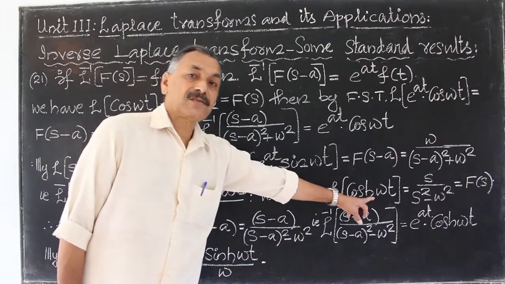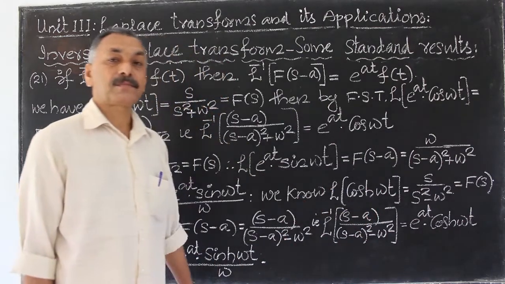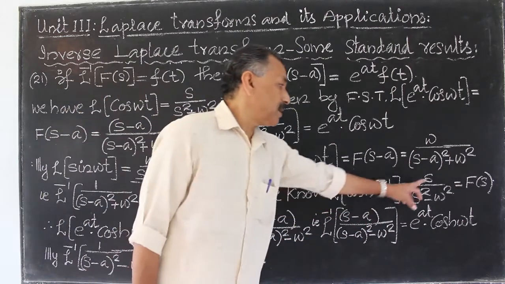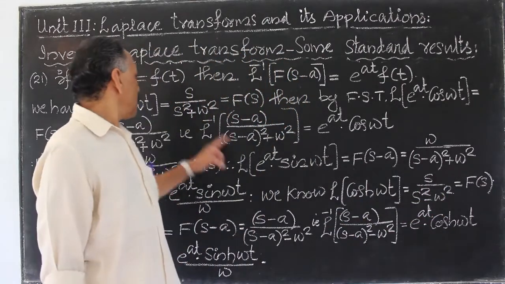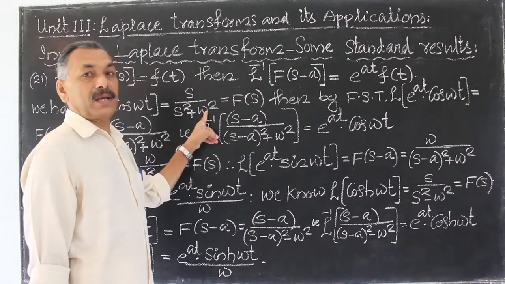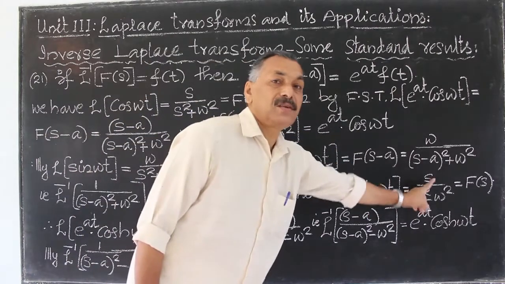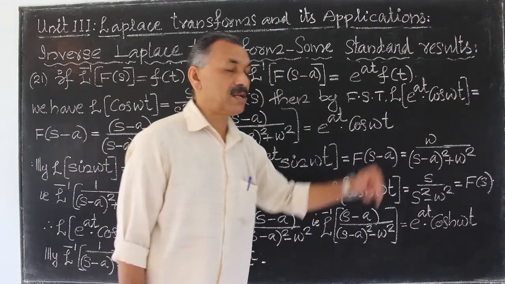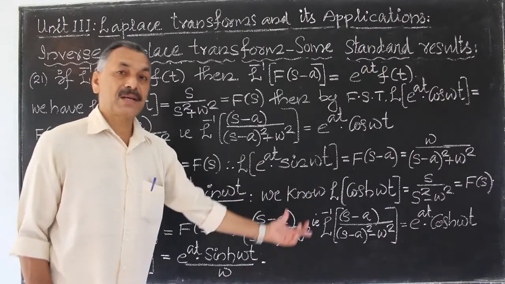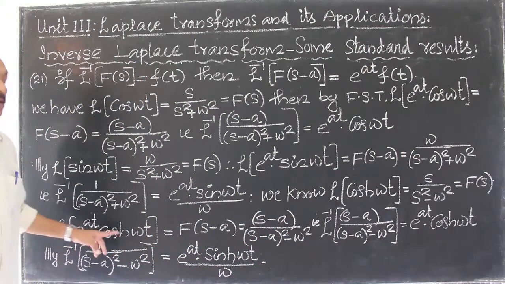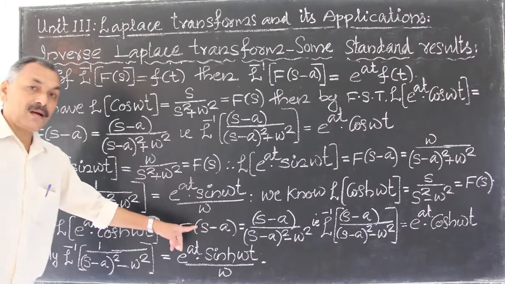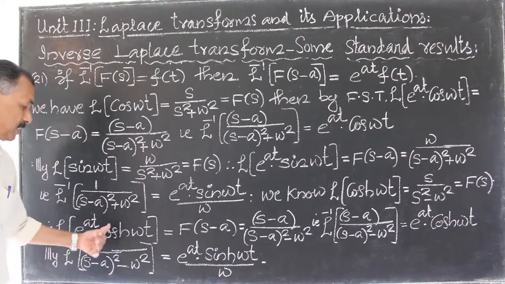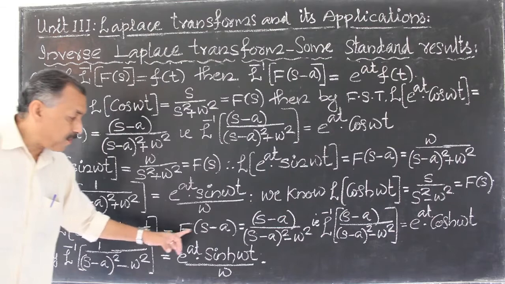What is Laplace transform of cos h omega t? L of cos h omega t is equal to s divided by s square minus omega square. Cos at, s divided by s square plus omega square. Cos h ആകുമ്പോൾ s divided by s square minus omega square is equal to f of s. Then what is Laplace transform of e raised to at into cos h omega t? Cos h omega t ഏതാണ്? f of s.